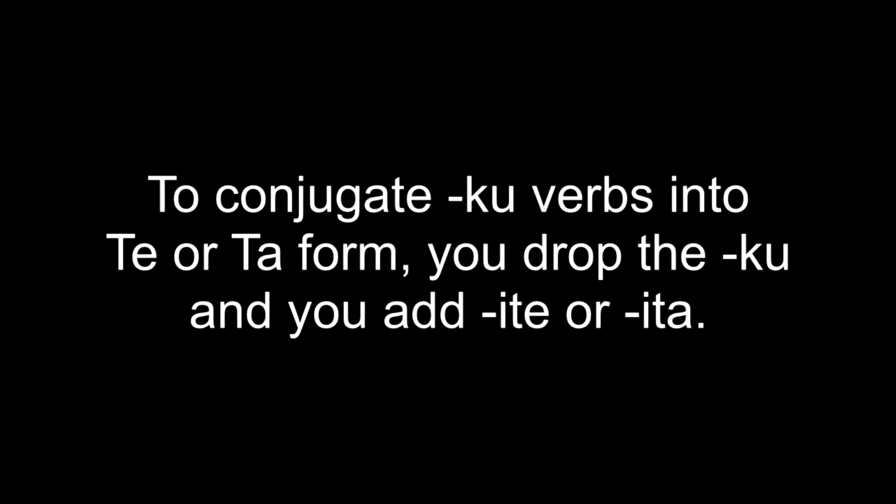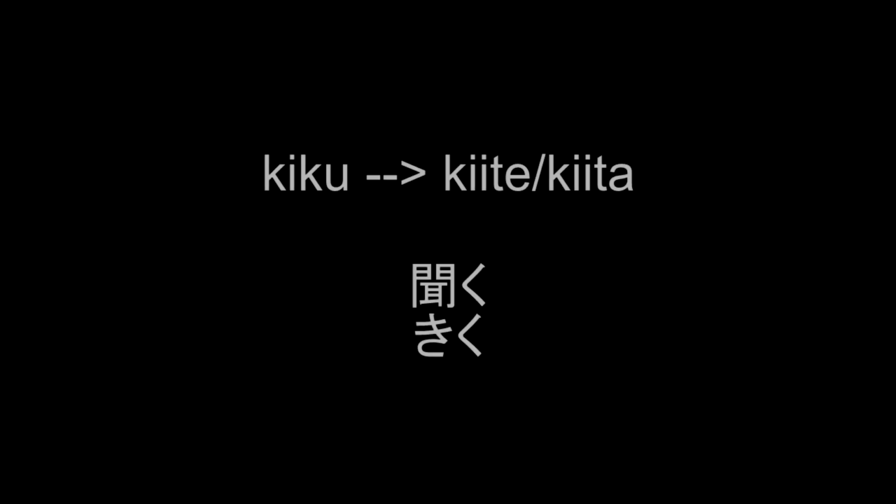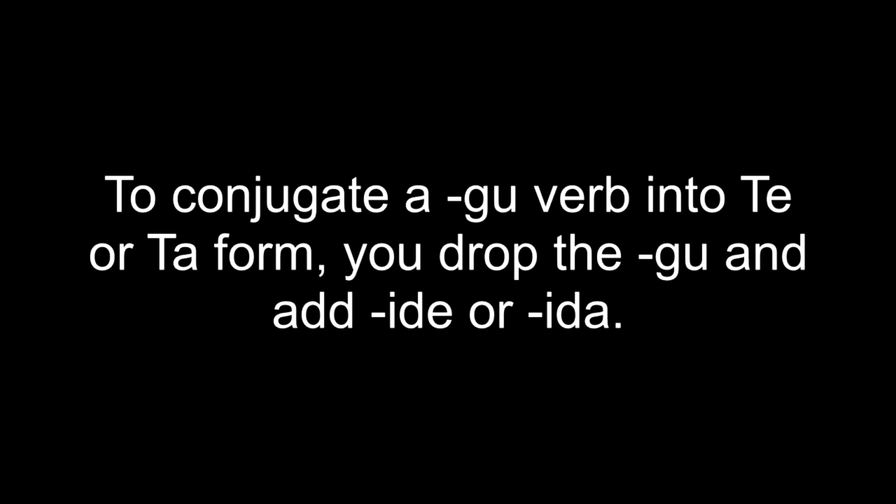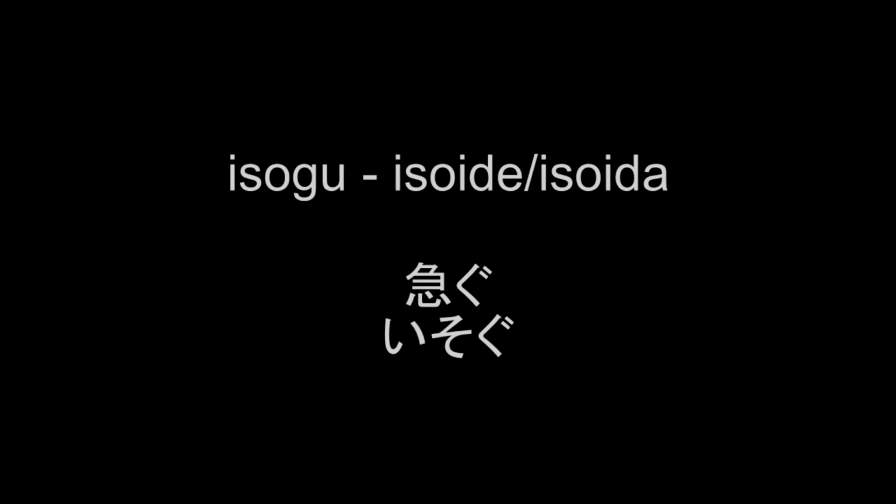To conjugate ku verbs into te or ta form, you drop the ku and you add ite or ita. An example of this is kiku, which becomes kiite or kiita. Gu verbs are very similar, but they're split into their own group. To conjugate a gu verb into te or ta form, you drop the gu and add ide or ida. An example of this is the verb isogu, which becomes isoide or isoida.